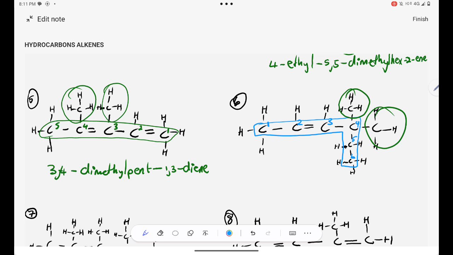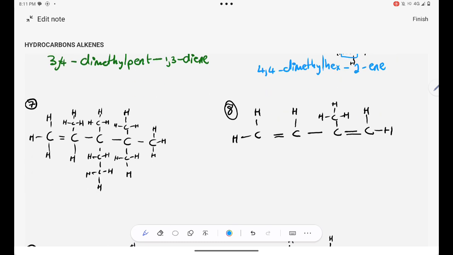Are we together? And then I know that at carbon number 4, I have 2 of my side chains. So I'll simply say this is 4,4-dimethyl. The parent chain has 6 carbons, so the prefix would be hex. And then between carbon 2 and 3, I have my double bond, so I'll write 2-ene. The IUPAC name will be 4,4-dimethylhex-2-ene. Okay.